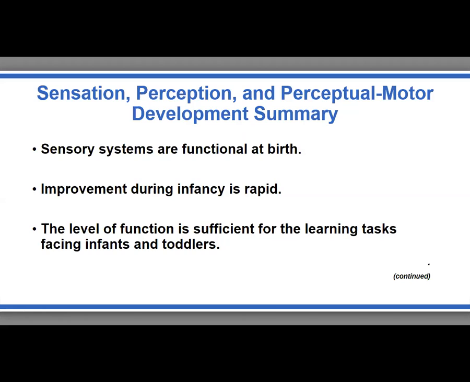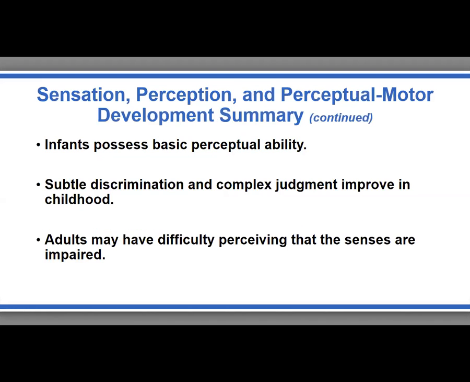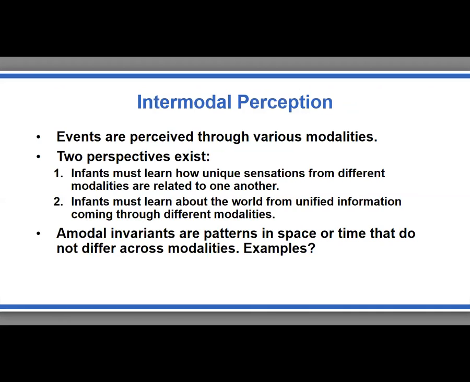Sensory systems are functional at birth. Improvement during infancy is rapid, or as far as we know it is, and the level of function is sufficient for learning tasks facing infants and toddlers, right? Infants possess basic perceptual ability, again, as far as we know. Subtle discrimination and complex judgment improve in childhood, and adults may have difficulty perceiving that the senses are impaired, right? When we start to lose or we start to decline.